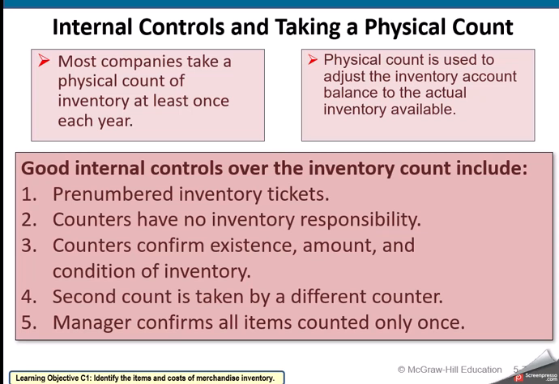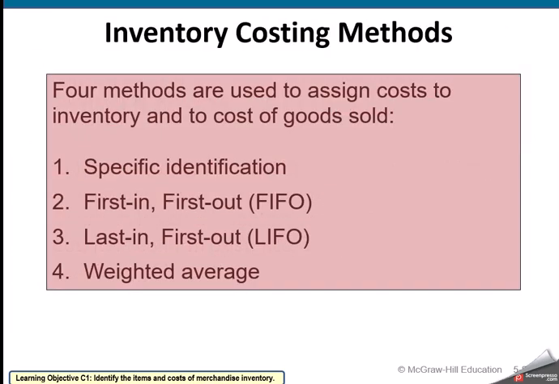The counters should not only look at do they exist, but look at the dollar amount and the condition, because some of the defective goods could end up back on the shelf and they really aren't worth what they should be worth. And then maybe you have a double check counter, maybe not for every item. Maybe the double checkers go around and double check randomly, just to make sure that the procedures are being properly followed. And then a manager confirms all of the items that are counted only once. So those would just be some internal controls.